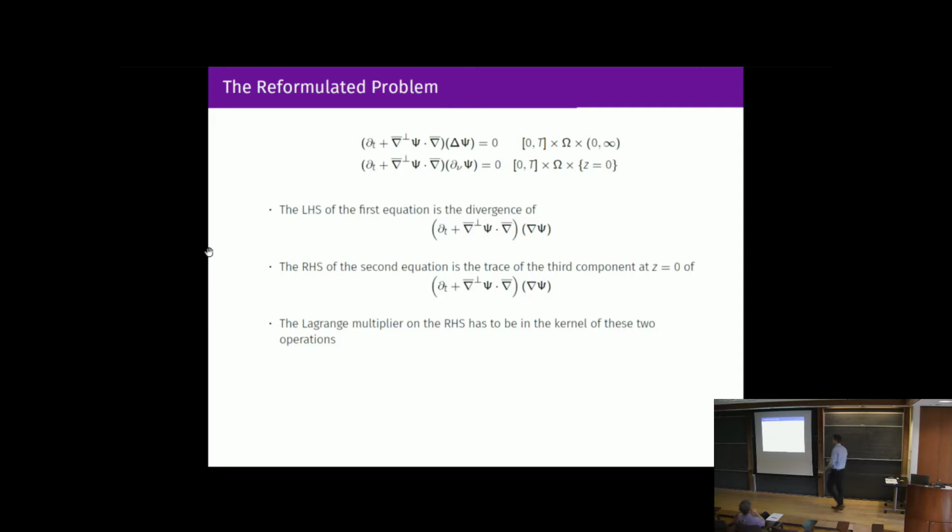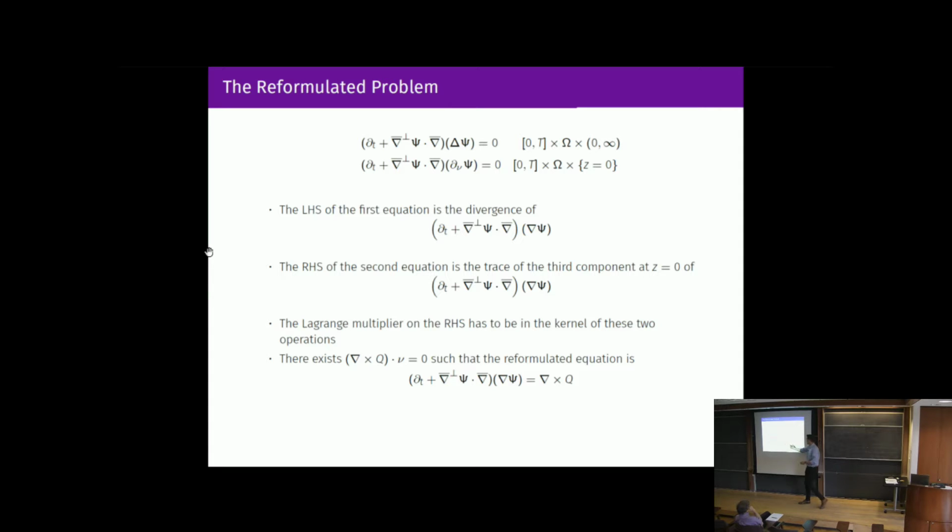So I need it to disappear when I take the divergence, and I need it to disappear when I take the trace at z equals 0. And so it's not too hard to guess what it is. If it disappears when I take the divergence, it should be a curl. And if I want the third component to be 0, I have to enforce that. And so my Lagrange multiplier is then the curl of Q.